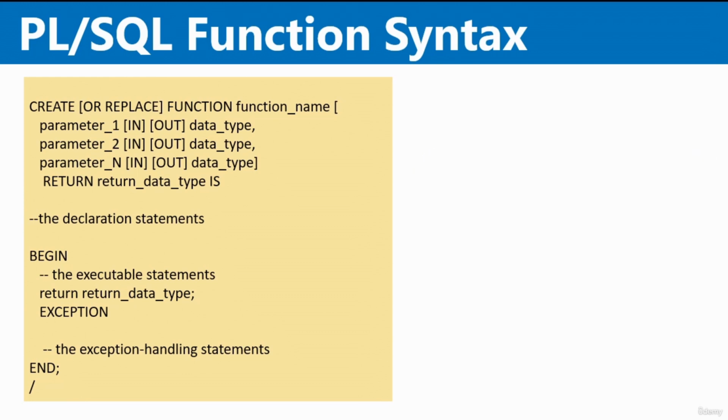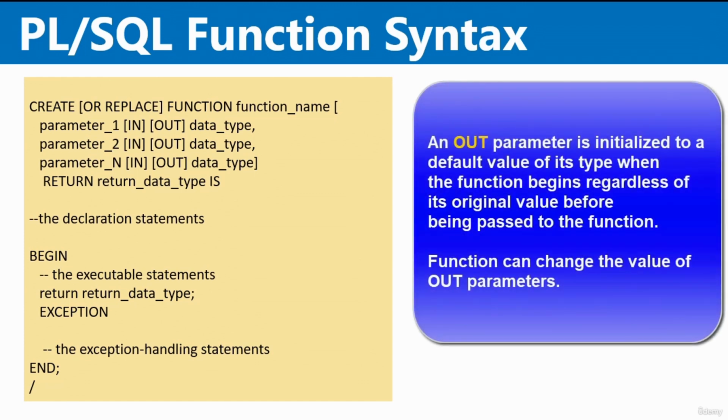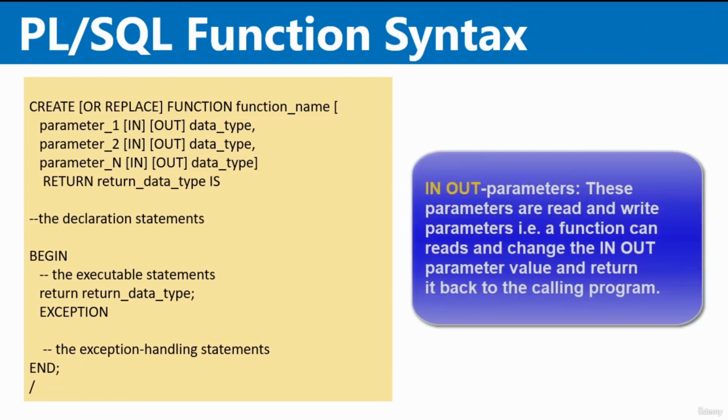The OUT parameter is initialized to a default value of its own type when the function begins, regardless of its original value before it is passed to the function. Also, the function can change the value of the OUT parameter. The IN OUT parameters are read and write parameters. That is, a function can read and change the IN OUT parameter value and also return it back to the calling program.